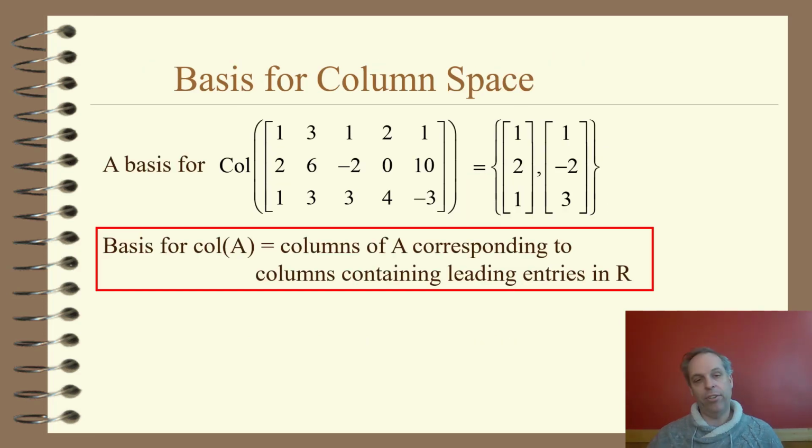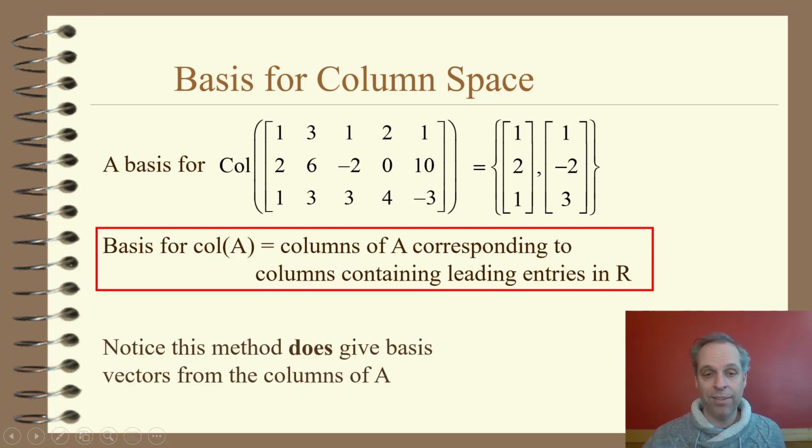So a basis for that column space of that matrix is the two vectors, which is the first and third column of A. Because if you row reduce the matrix to its reduced row echelon form, its leading entries are in the first and third column. Notice that this process actually does use the original column vectors in the basis for the column space of A. It's really nice. You actually still use the original vectors. That's really convenient in a couple computational problems we'll see later on.